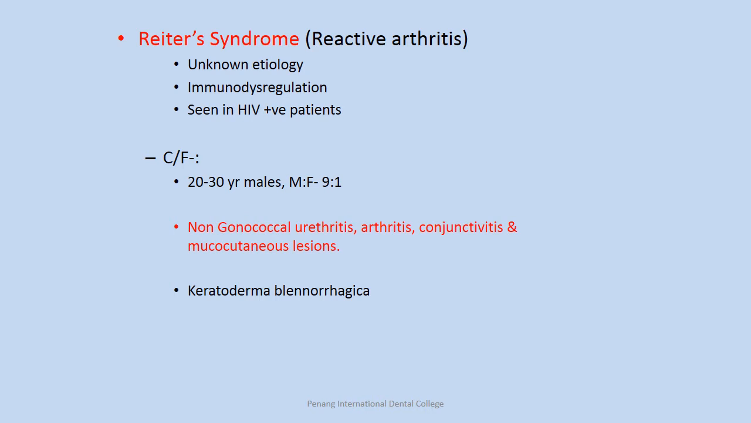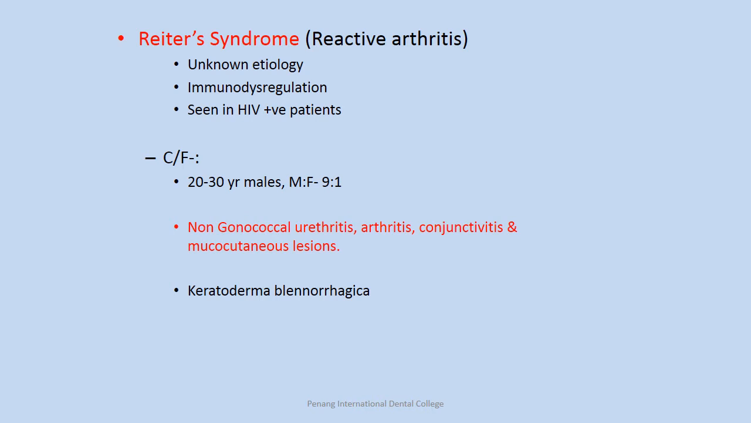Reiter syndrome or reactive arthritis is another syndrome that is associated with recurrent aphthous stomatitis. The etiology is unknown. It is an immune dysregulation seen in HIV positive patients as well. Clinical features include that it is commonly seen in 20 to 30 year old males. The male to female ratio is 9:1. The features that are characteristic of Reiter syndrome are non-gonococcal urethritis, arthritis, conjunctivitis, and mucocutaneous lesions.